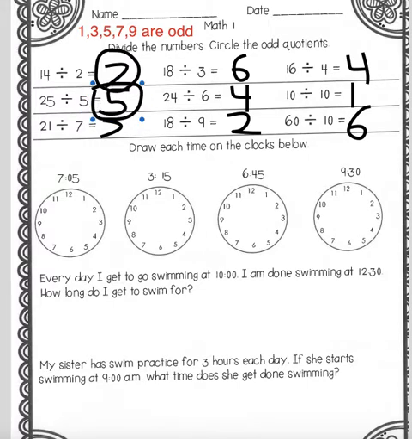Okay. Then we have a 4, which is even. A 1, which as we see here is odd. I'm going to circle that. We have a 7 here, which is odd. I'm going to circle that one. Oops.